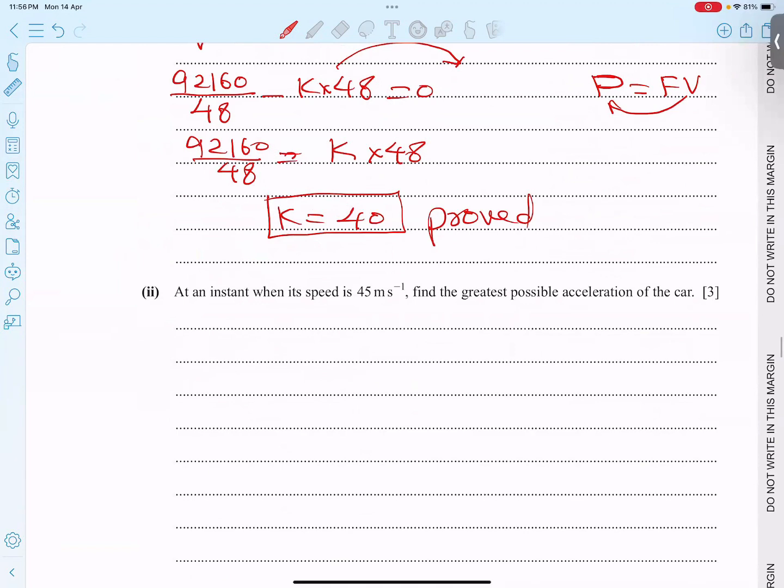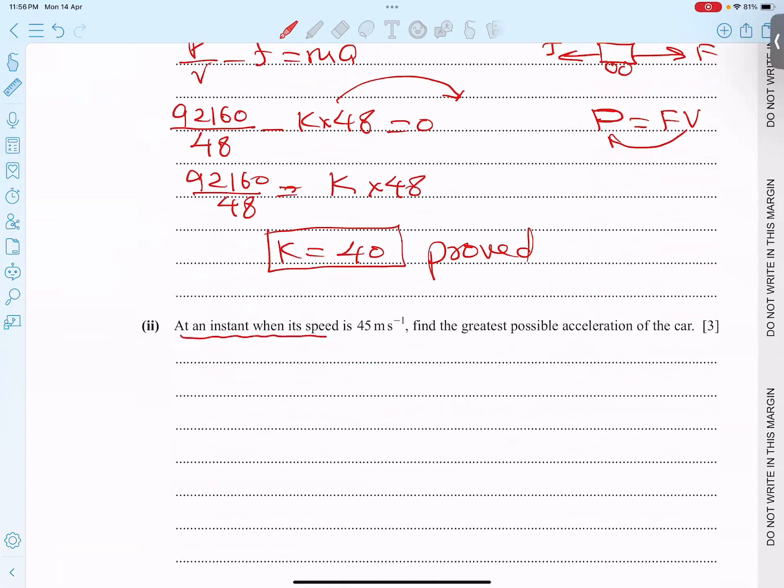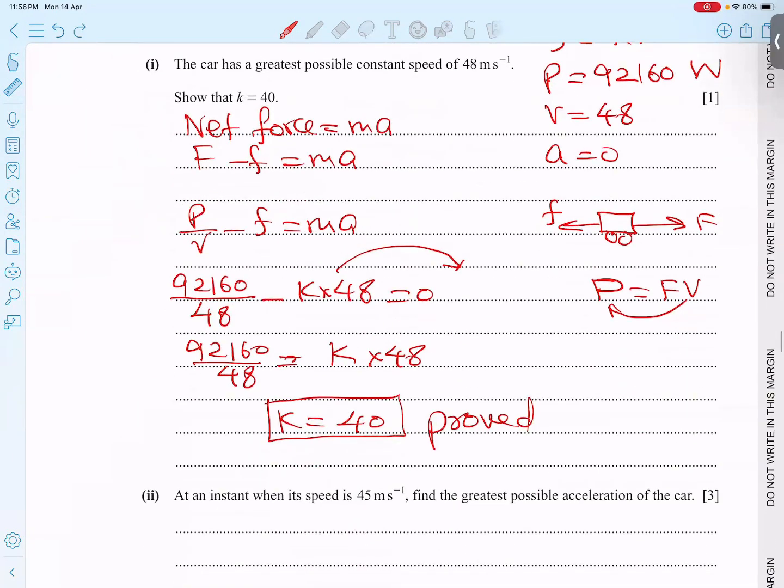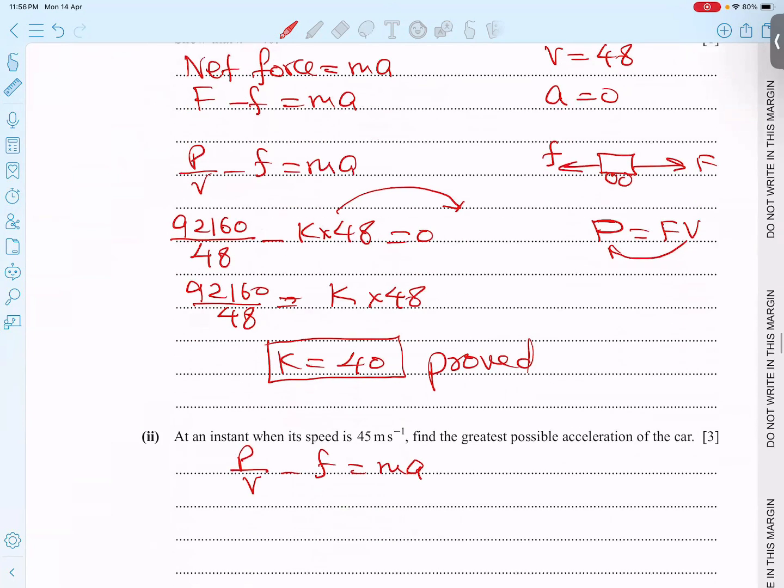And next part, he said at an instant the speed is 45, not constant, plan change. Previously the speed was 48 and that was the maximum. And now he said find the greatest possible acceleration. So we need to find acceleration. The basic formula remains the same, students. So I will use the same formula. Power by V minus friction force is equal to ma. Power is 92160. Speed is 45. Friction is kV, but k is 40 and V, I just got it here, 45.